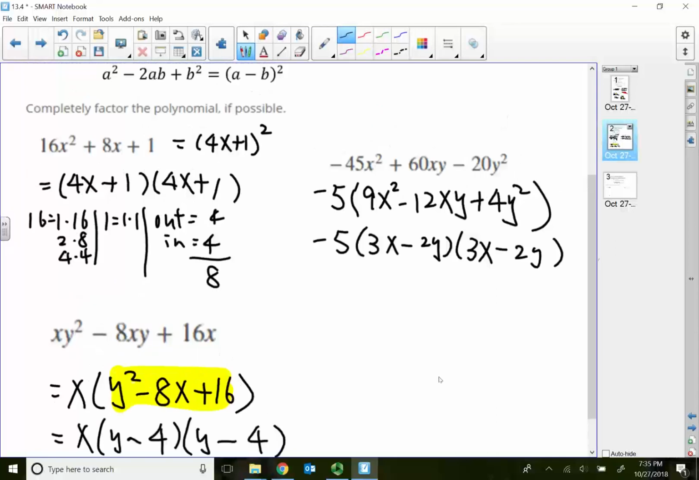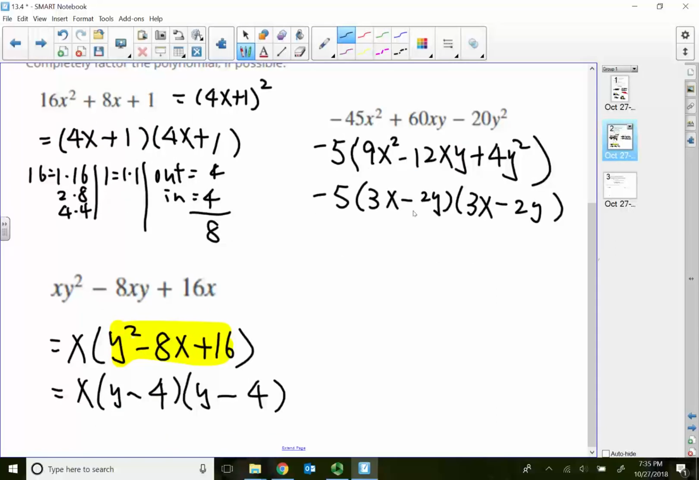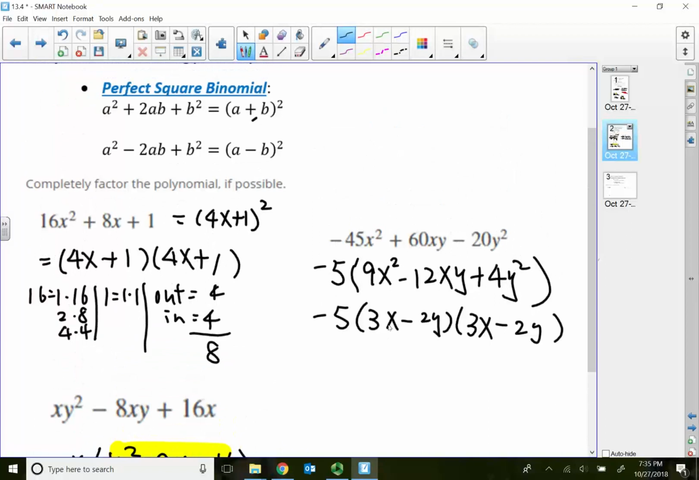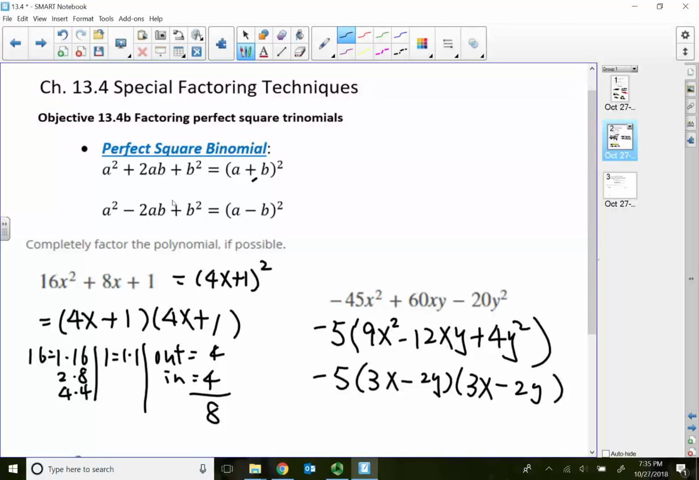All right, so just real quick, three examples on how to factor perfect square binomials, which is basically the same as factoring trinomials.